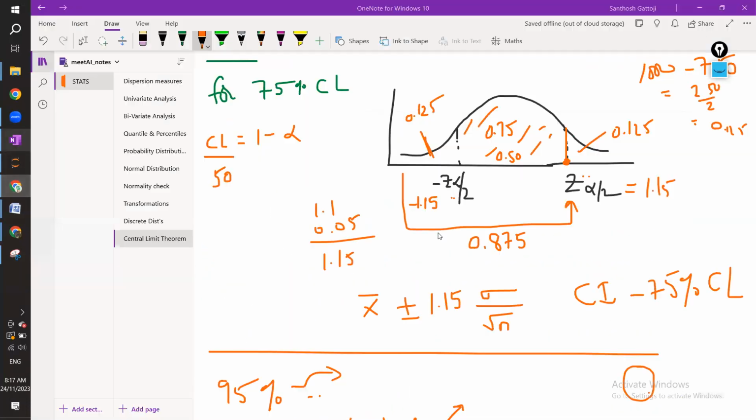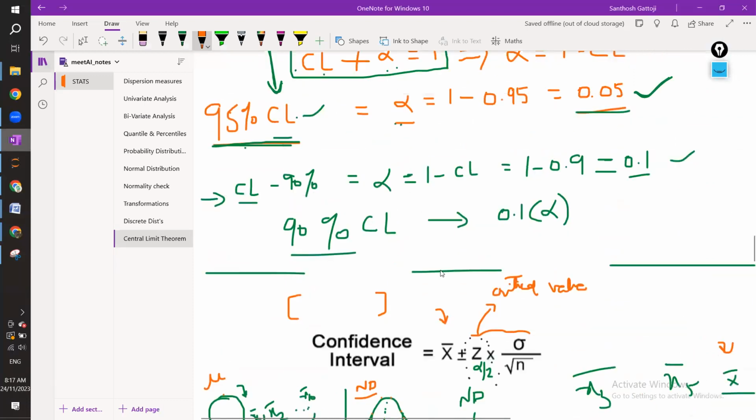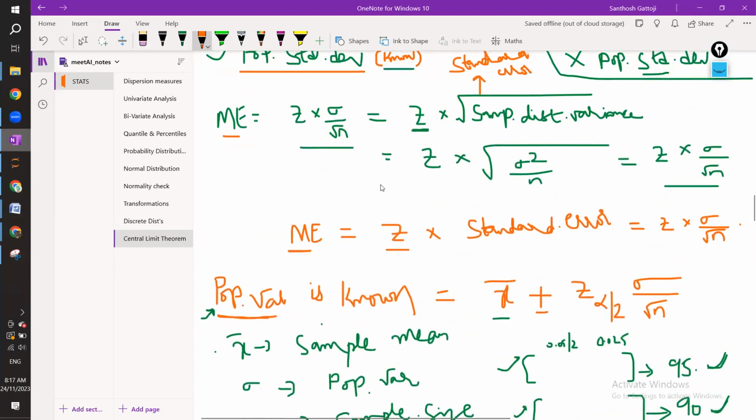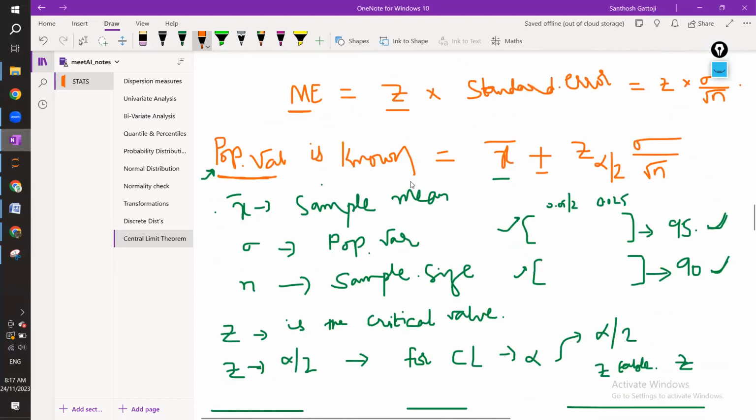Now if I just go back, when I told you this scenario initially, I told you there will be two cases. One is when the population variance is known. What is our population variance? This sigma, whatever you're seeing here, that is your population variance or standard deviation. Only when you know this, you will use the formula x bar plus z alpha, everything.